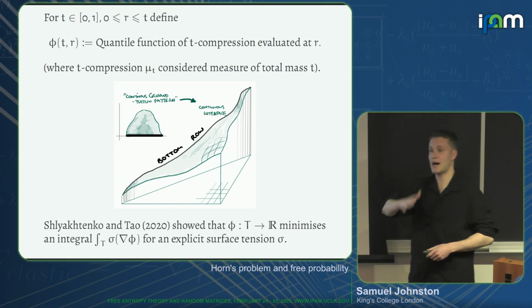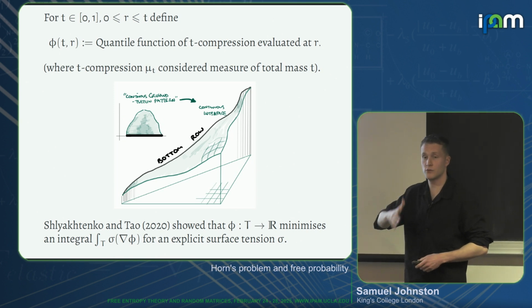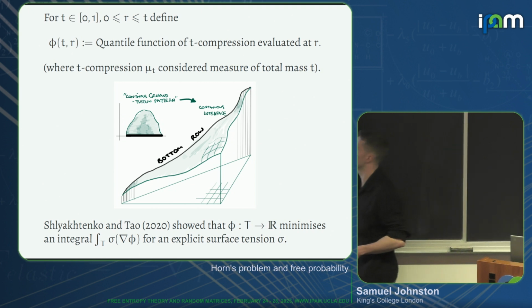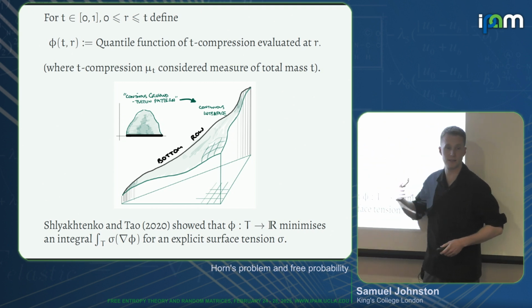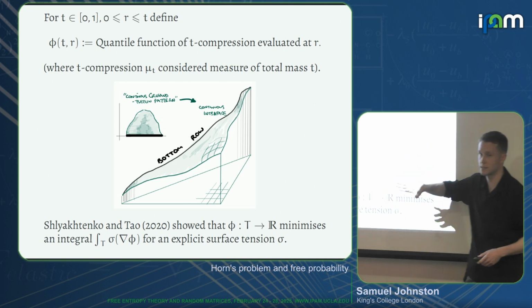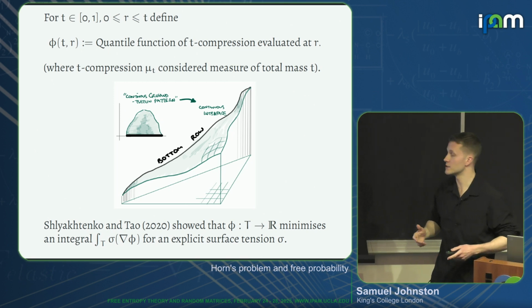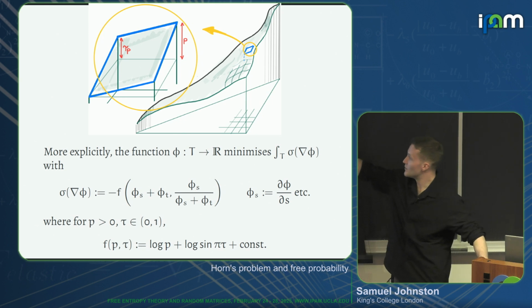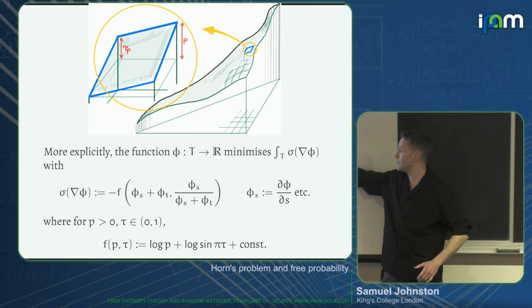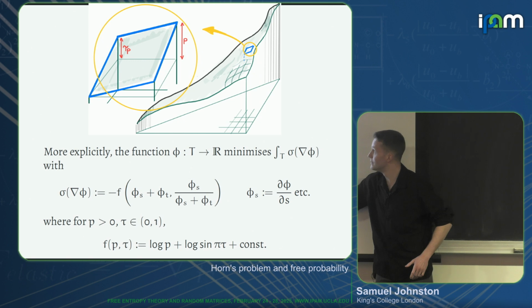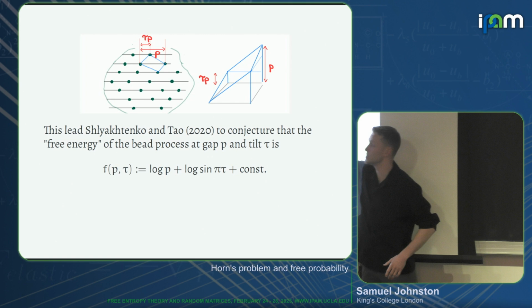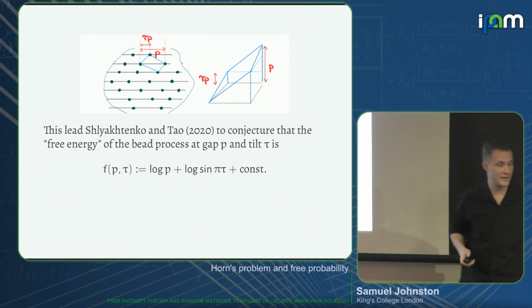So much the same way as a hanging chain will minimize its gravitational energy, or a soap bubble will minimize its surface tension, this free compression operation, when unpacked in the right way, appears to minimize a certain integral. It's the solution to a calculus of variations problem. I'm going to rush instead of overrunning. Šlétenko and Tao found that explicitly it minimizes this expression here. And they conjectured that this function emerges out of statistical physics properties of interlacing patterns.